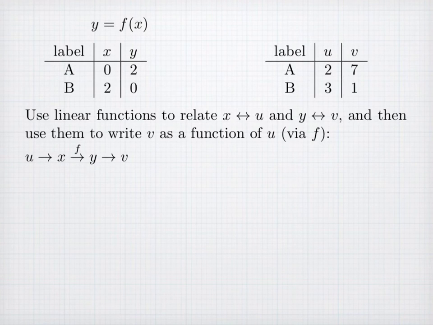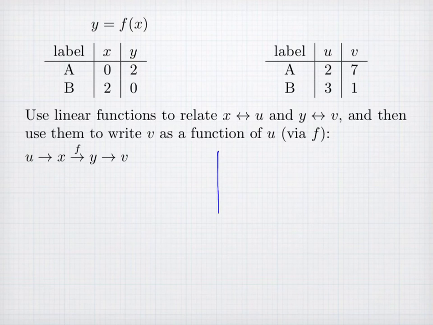Our strategy to solve this problem: again on my left, I have points A and B. On the right, where those corresponding points are. And our strategy is we're going to use linear functions to relate how the x-axis changes, x to u, and how the y-axis changes, y goes to v. And then eventually we're going to use those to find our way of writing v as a function of u by thinking through the steps. U becomes x, x is transformed to y through the function f, and y is then transformed to v to get my final axis.